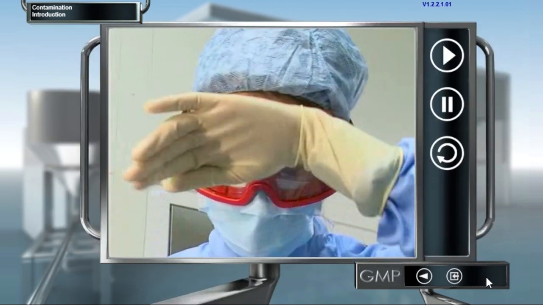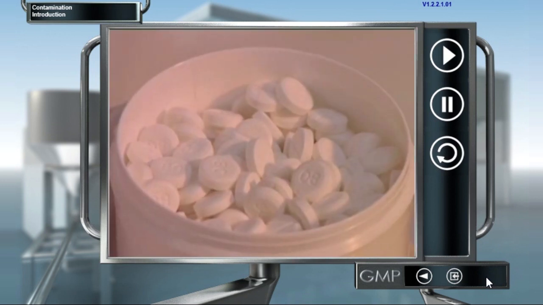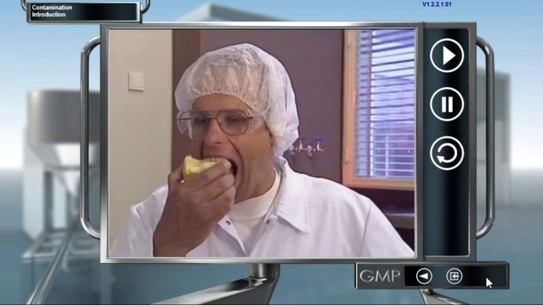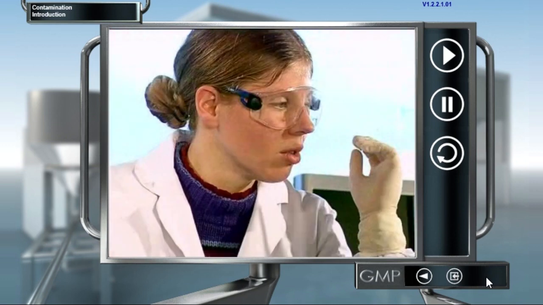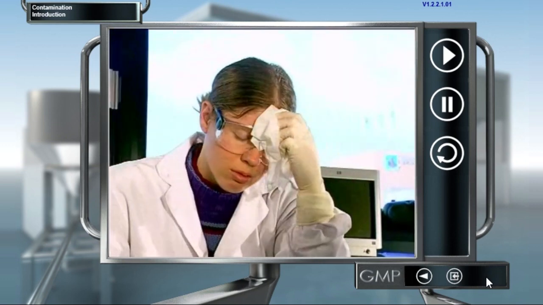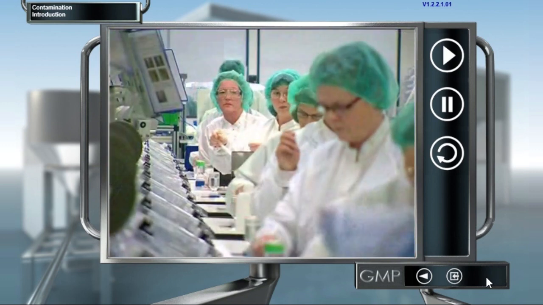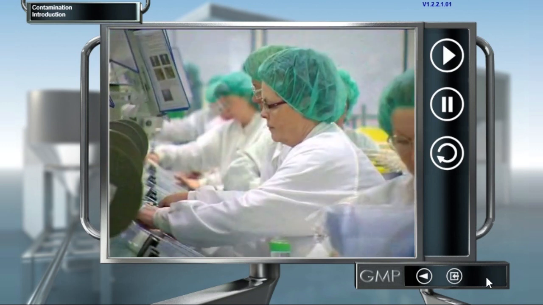People can contaminate medications, for example by shedding hairs, by eating or smoking in the work area, or by illness. In order to prevent contamination by people, work must be done in accordance with GMP.